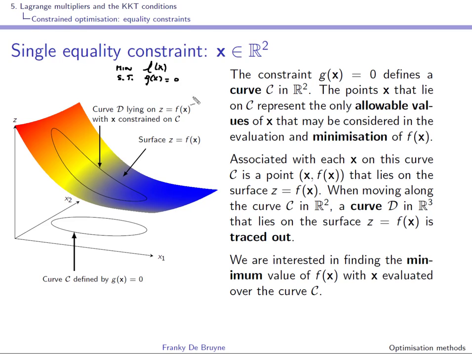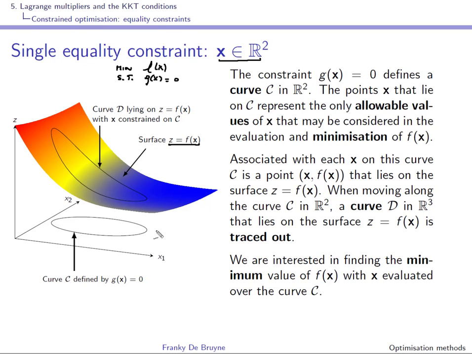So we have an equality constraint, and we'll look at this in the special case where x has 2 components, so x is in R squared, because then we can represent everything in 3 dimensions. So we have x1, x2, these are the components of x, and here you have the z axis, right? And what you see here is the surface z equal to f of x, which is of course a surface that is represented in 3 dimensions, right?